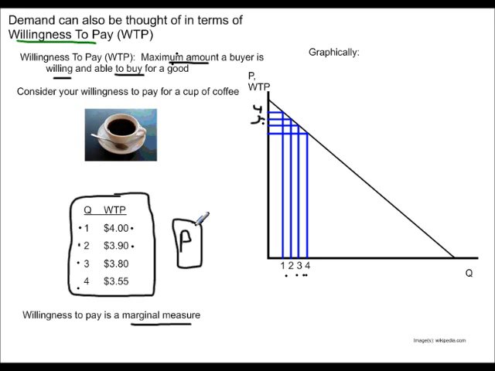How low does price have to go before I'm willing to join this market? Prices have to drop all the way down to $4. But when prices are down at $4, how many cups of coffee do I buy? Only one. If prices were to drop all the way down to, say, $3.70, at a price of $3.70, I would purchase 1, 2, 3 cups of coffee, but not the fourth, right?